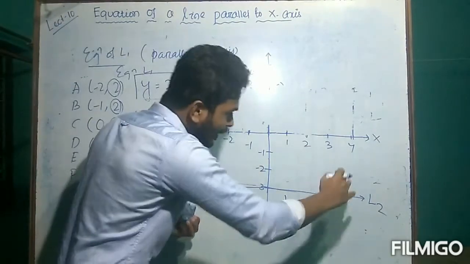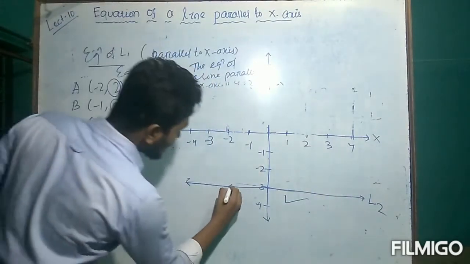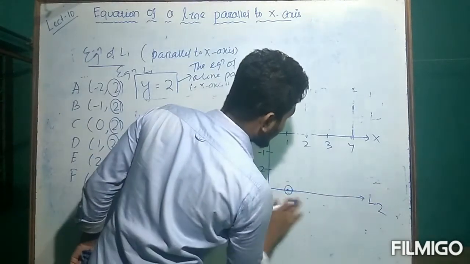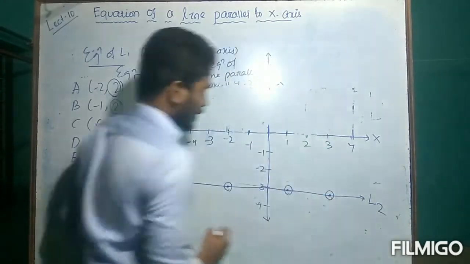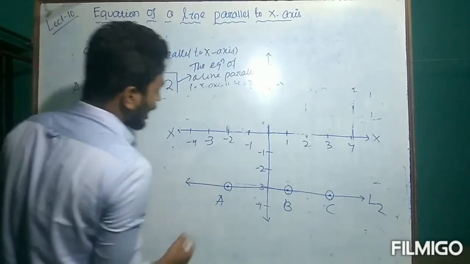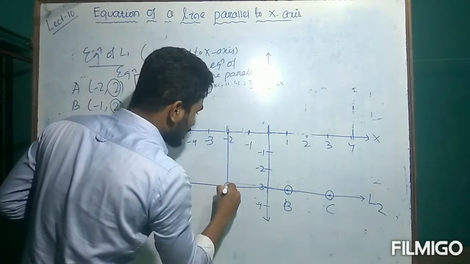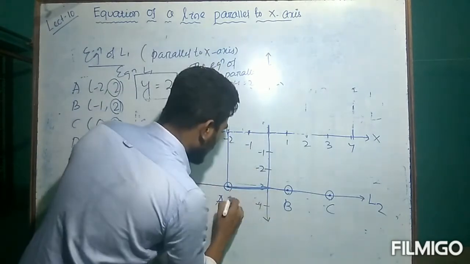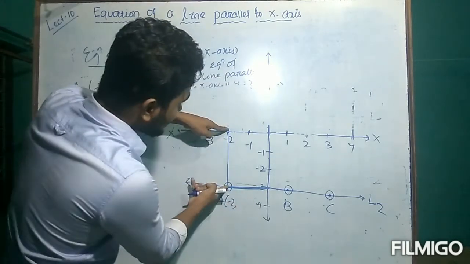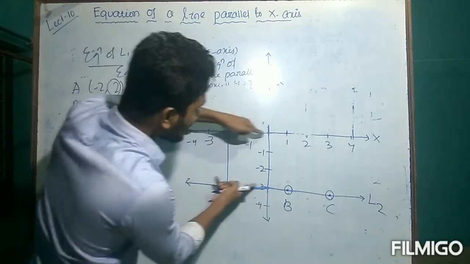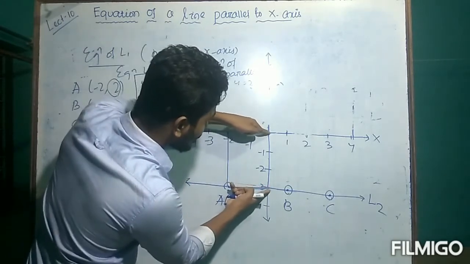Understood? Now let us find the equation of the line L2. If you take some points on L2, suppose I take a point here, here, and here, three points. Now can you find the coordinates? Yes, let's find them using the perpendicular distance. This is the x coordinate, so the x coordinate is -2. This is your y coordinate, the perpendicular distance from the x-axis. Now see, the y coordinate is how much? -3.